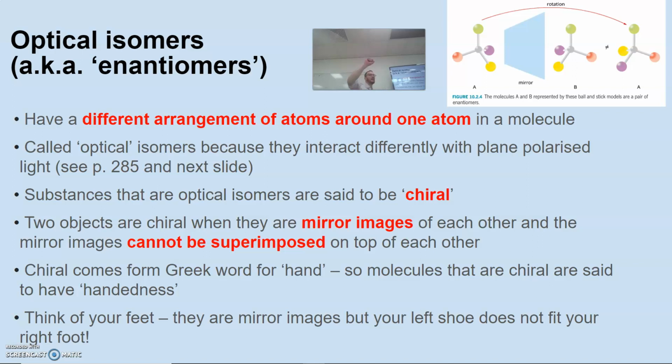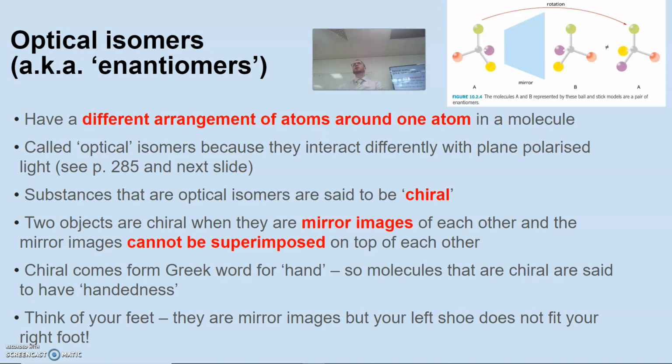So when I have a carbon center with 4 different constituent particles attached to it, I have a chiral center. When I have 4 different things attached to a carbon center, I will have 2 possible non-superimposable mirror images. Is that clear? No. Okay.